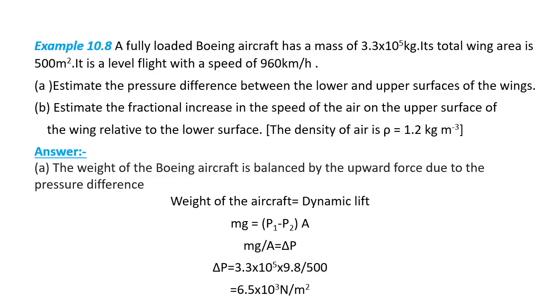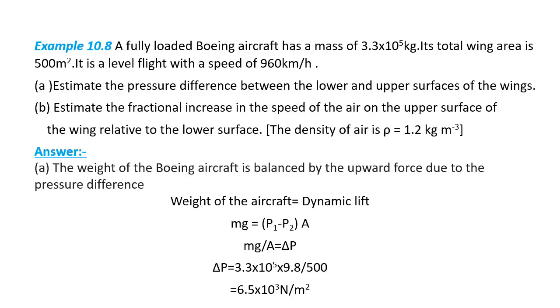You have to find the pressure difference between the lower and the upper surfaces of the wings, and the fractional increase in the speed of air on the upper surface of the wing relative to the lower surface. The density of air given to you is 1.2 kilogram per meter cube. For the first part, the weight of the Boeing aircraft is balanced by the upward force due to the pressure difference, as we have discussed in the last slide.